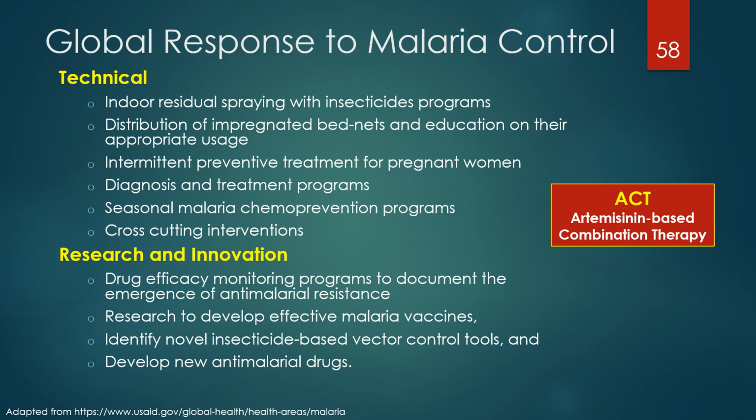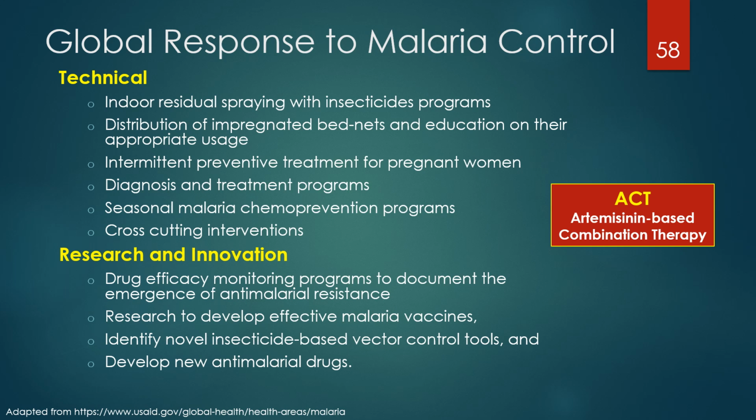Technical interventions would include indoor residual spraying with insecticides programs, the organized timely spraying of an insecticide on the inside walls of houses or dwellings to kill adult mosquitoes before they can transmit malaria parasites to another person, distribution of impregnated bed nets, and education on their appropriate usage, insecticide-treated mosquito nets hung over sleeping areas protect people by repelling mosquitoes and killing mosquitoes that land on those nets.